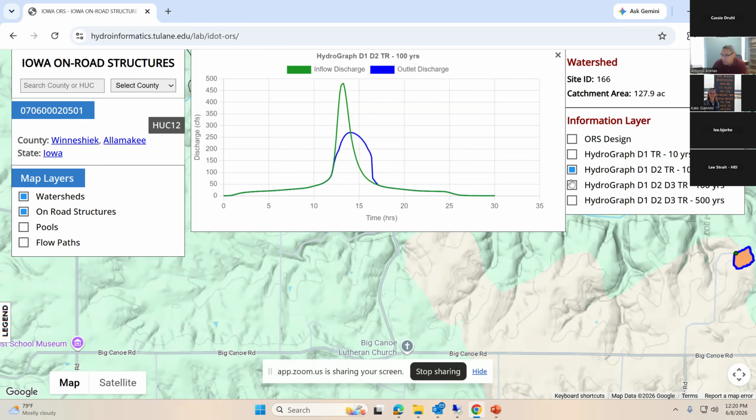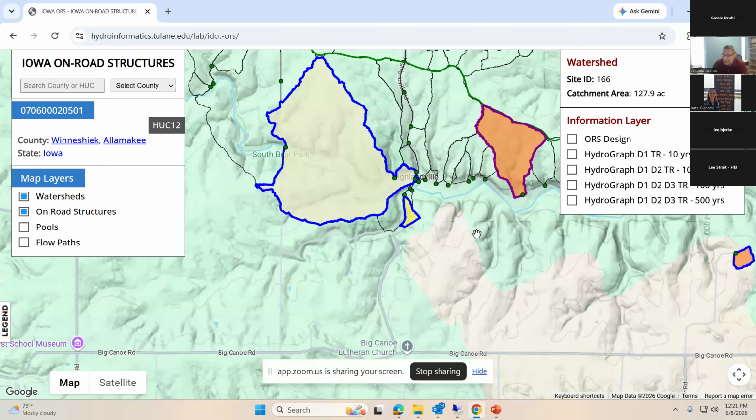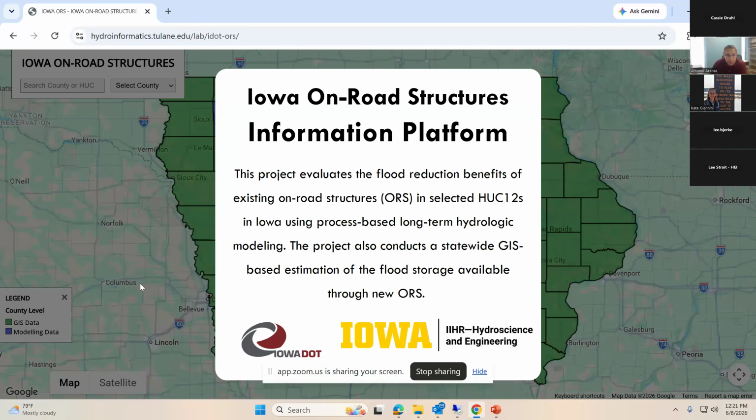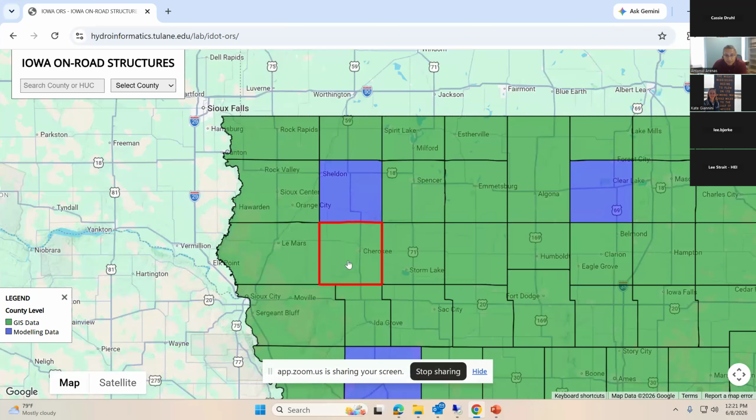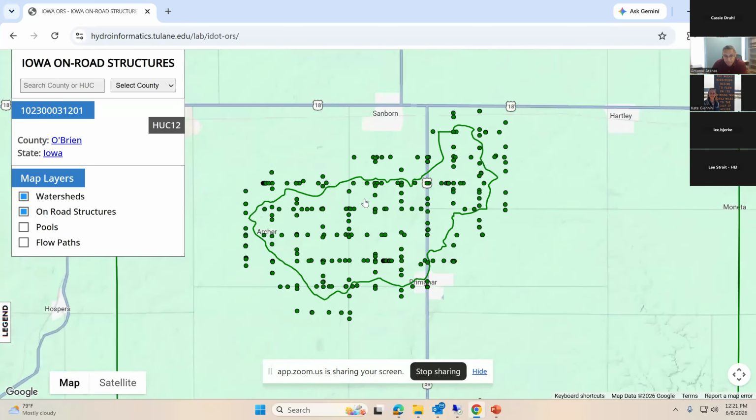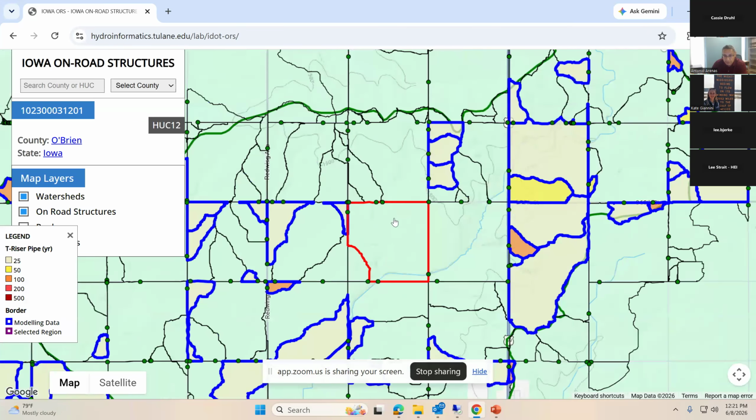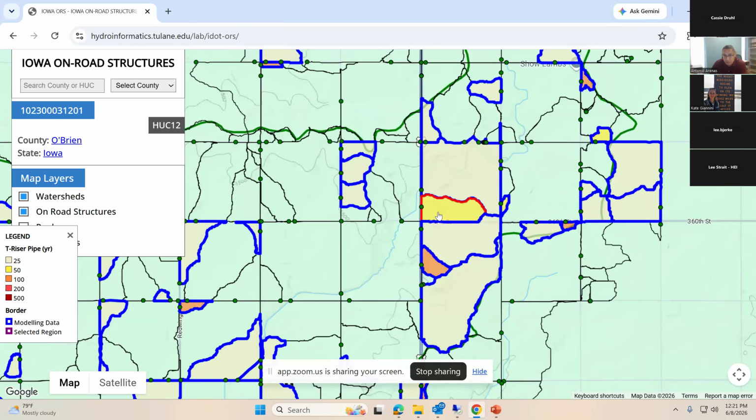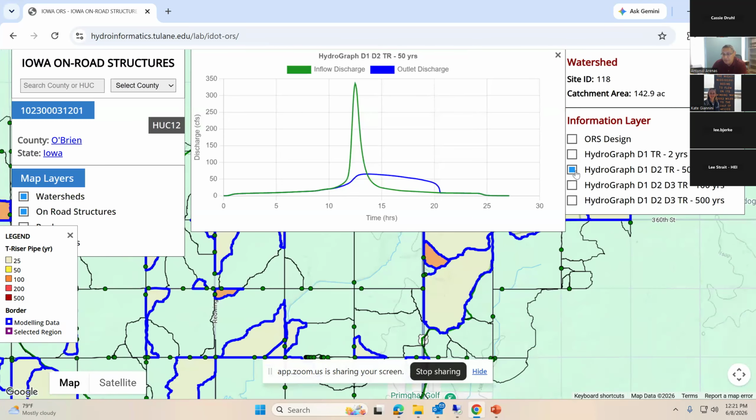So different return periods were tested here in our analysis. And that is what is available, as I said, for some selected watersheds. If I go to another place of the state where we performed this detailed analysis, click on this one, for example. This is another watershed, or another on-road structure, that shows significant benefits.